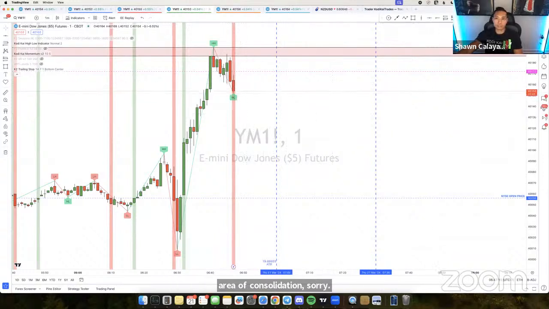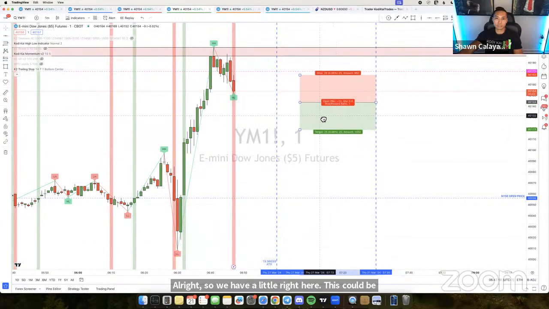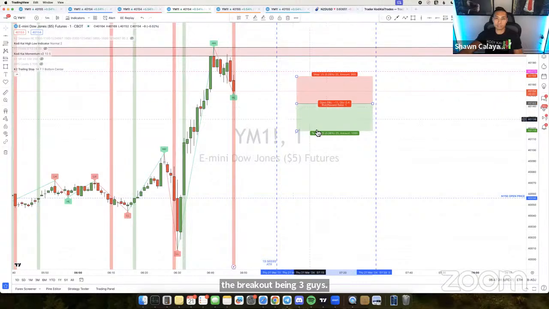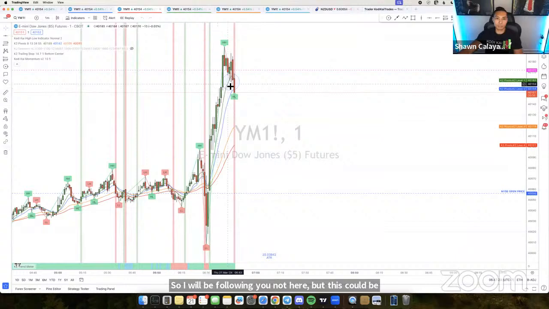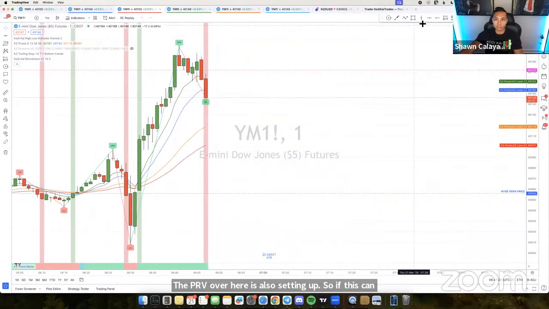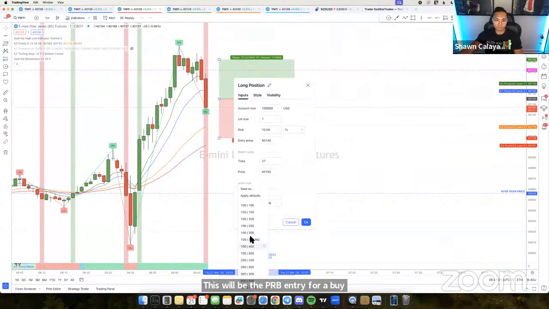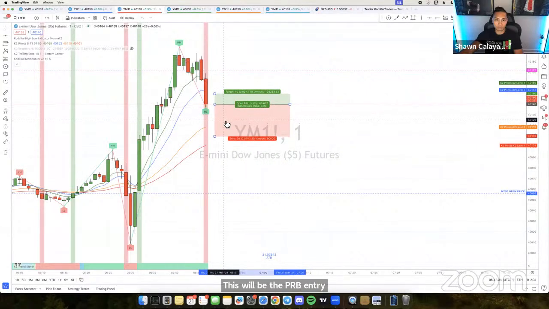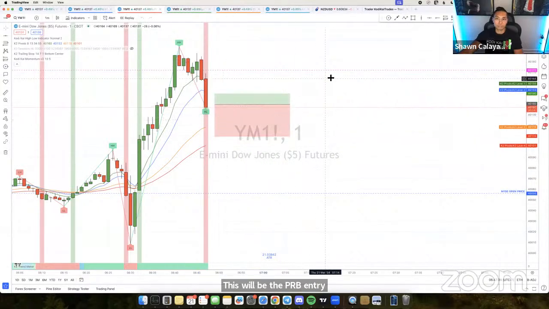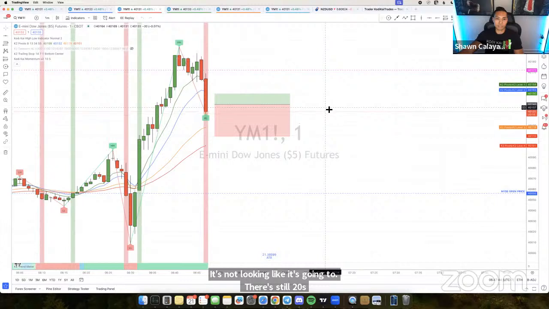This could be the breakout V3, guys. I will be following, not here, but this could be the sell signal that's leading up to the breakout V3. The PRB over here is also setting up. So if this candle right here rejects off the pivot, this will be the PRB entry for a buy, actually. It's not looking like it's going to. There's still 20 seconds left on this candle, so it's got a lot of time. It's a fat candle right there.